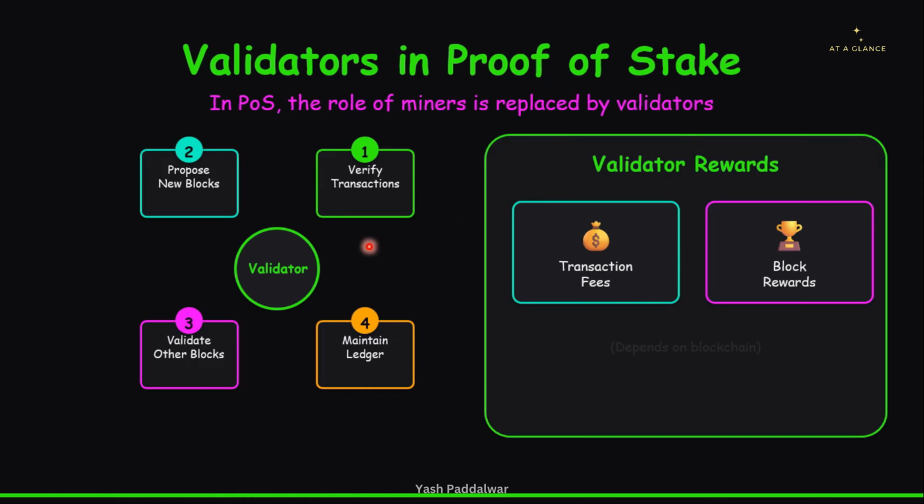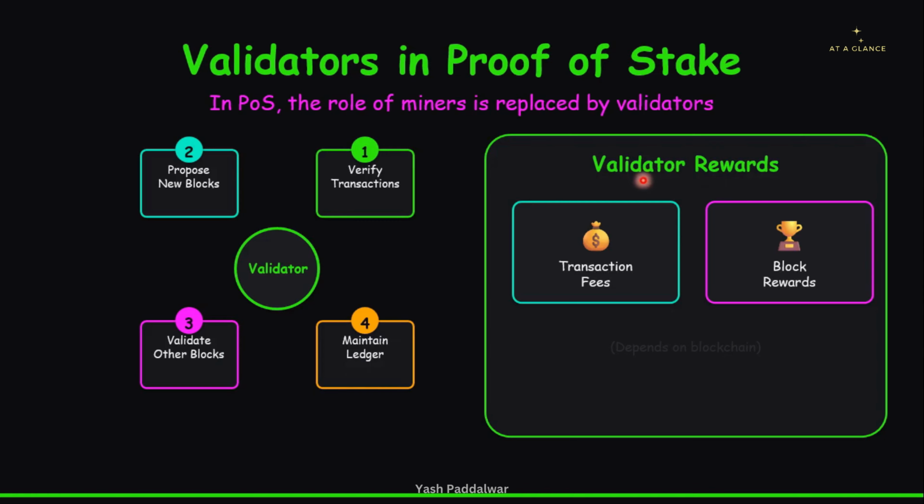Now, how does the process go? The validators perform several important tasks. First, they verify the transactions submitted by the user. Secondly, they propose new blocks to be added to the blockchain network. Thirdly, they validate the blocks created by other validators. So they do not only work for their own validation purpose, they also validate the blocks which are put forth by other validators. They also maintain the ledger copy. So the blockchain ledger, whatever it is, they maintain it.